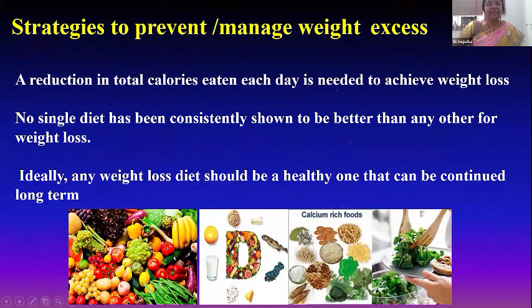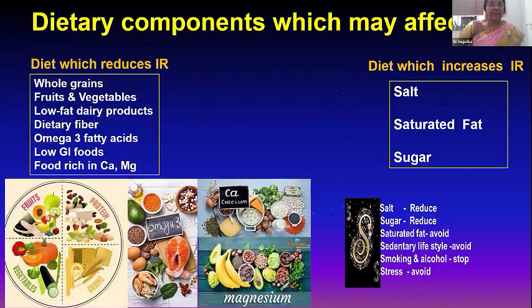A reduction in calories each day is needed to achieve weight loss. No single diet, high protein diet or otherwise, is best; it should be consistent, show better weight loss, and be one you are used to. Any weight loss should be a healthy one that can be kept up for a long time. Certain diets reduce insulin resistance: whole grains, vegetables, fruits, low-fat dairy products, dietary fiber, omega-3, and low glycemic index food rich in calcium and magnesium. We have to avoid salt, saturated fats, and sugar, and that will help.